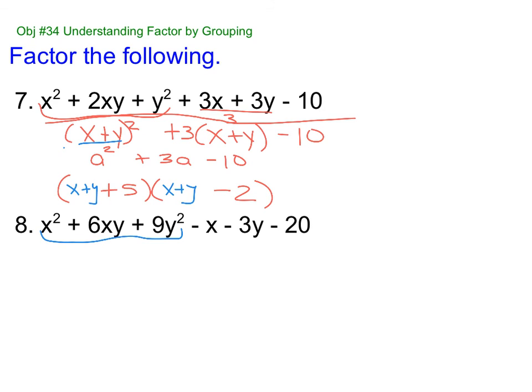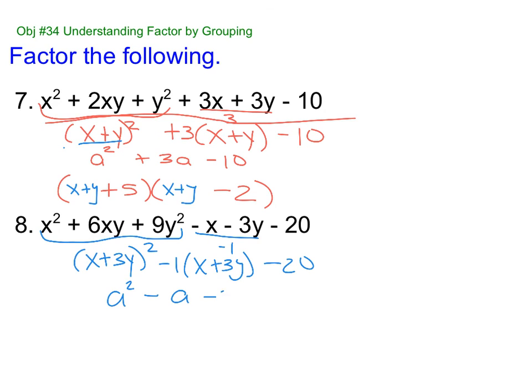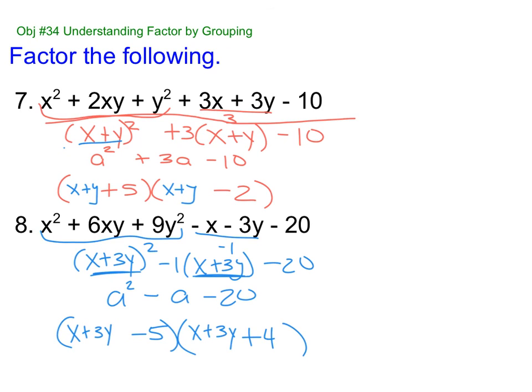So my first 3 terms are x plus 3y squared. Right? My GCF here is negative 1, so negative 1, x plus 3y, minus 20. So because, again, it's like an a squared minus a minus 20. Multiply to negative 20, combine to negative 1. That's minus 5, plus 4. But what is that same thing that's in the parentheses? And that's important, right? This and this are exactly the same. That's why this works. X plus 3y, x plus 3y.